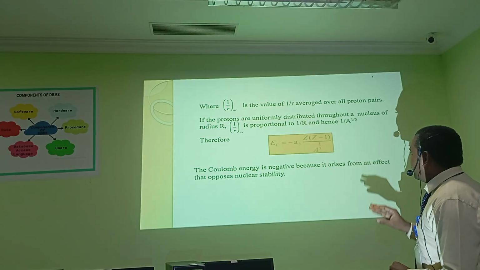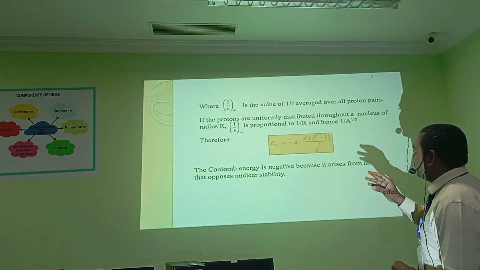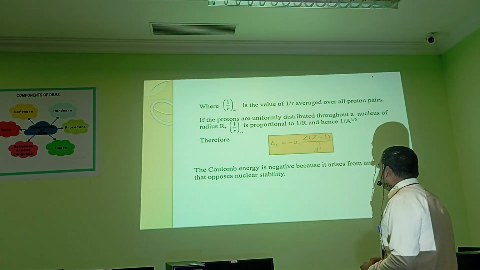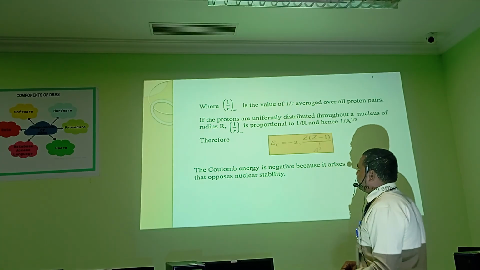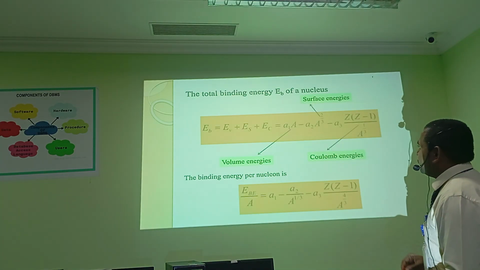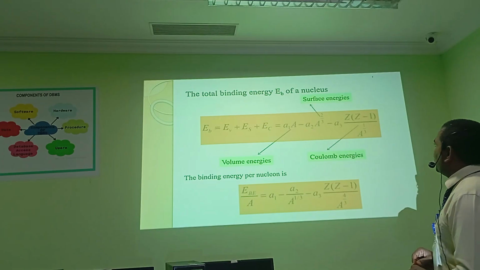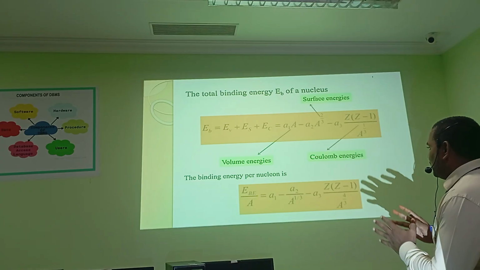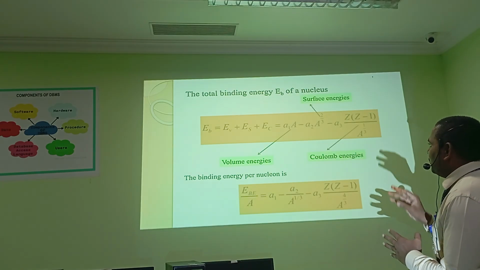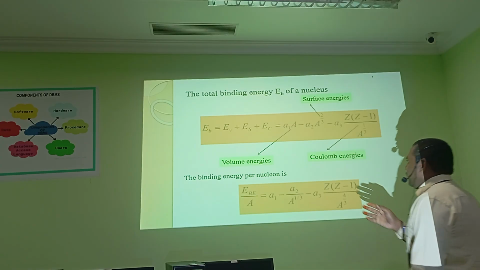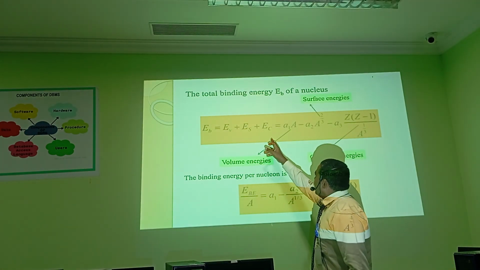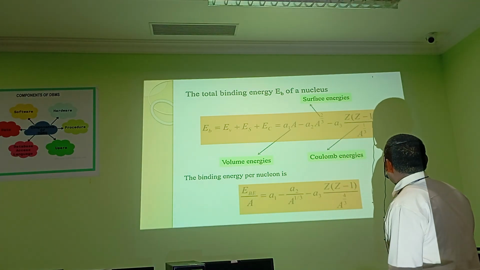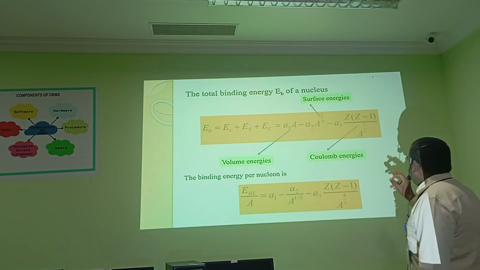So the Coulomb energy is calculated as negative because it arises from the effect opposing nuclear stability. Therefore EC equals minus E3 Z(Z minus 1) divided by A power 1 by 3. The total binding energy EB of the nucleus is the binding energy over the total sphere. Therefore EB equals the volume energy plus the surface energy plus the Coulomb energy, that is A1E minus A2E minus A3 Z(Z minus 1) divided by A power 1 by 3.